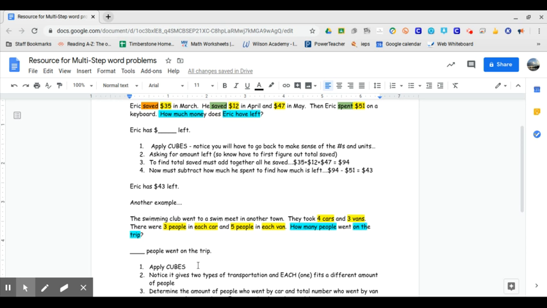Once I do that, after I applied my cubes, I go back and I notice there's 2 types of vehicles. There's cars and there's vans. And also the cars and the vans each fit a different number of people. That's what we're talking about. So notice when you see each, we're talking about groups as well. A lot of times each is going to either split something up or make groups of something.